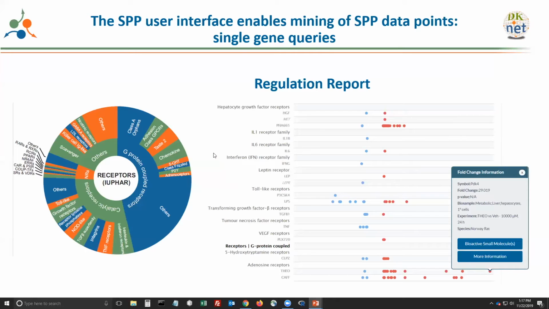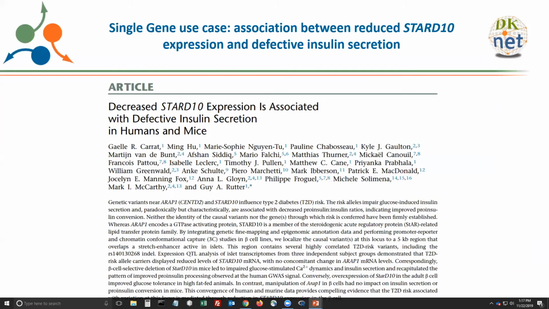All right, I'll start with a use case that concerns a lipid transporter whose decreased expression was recently linked to defective insulin secretion. Here we're going to use SPP to determine if regulation of STARD10 might help us hypothesize a mechanism for known links between cellular signaling nodes and insulin secretion.